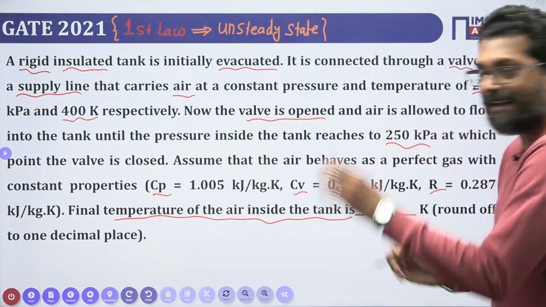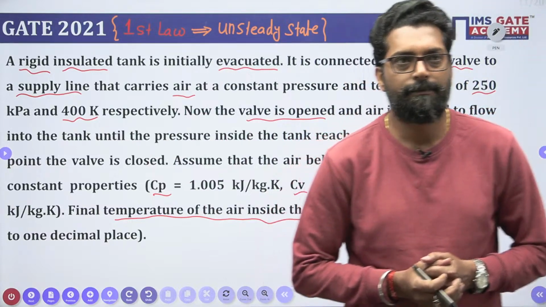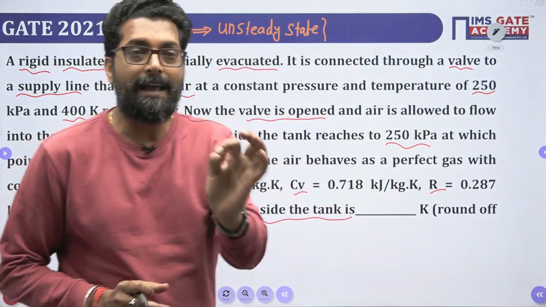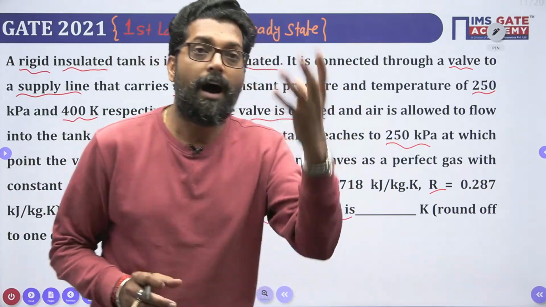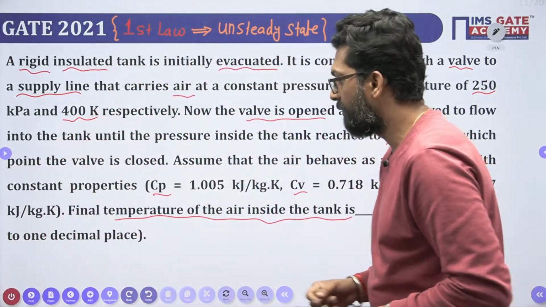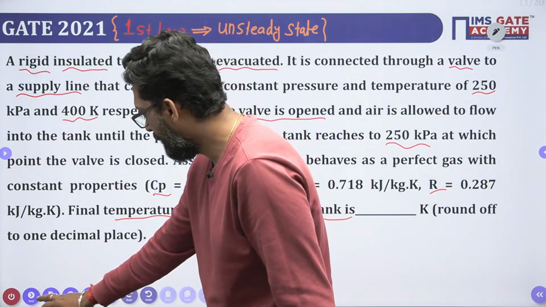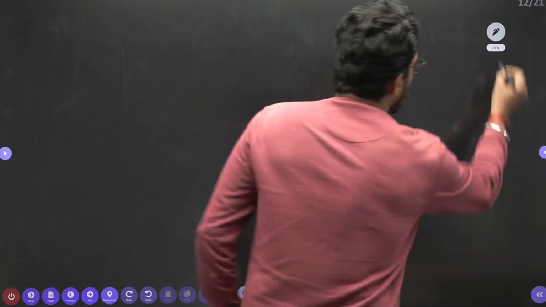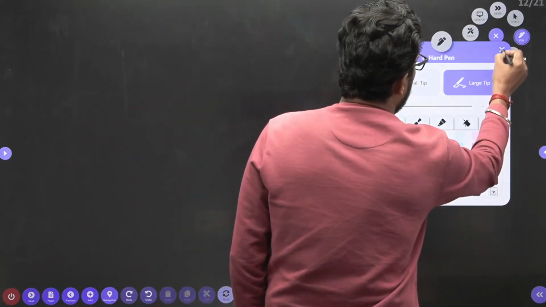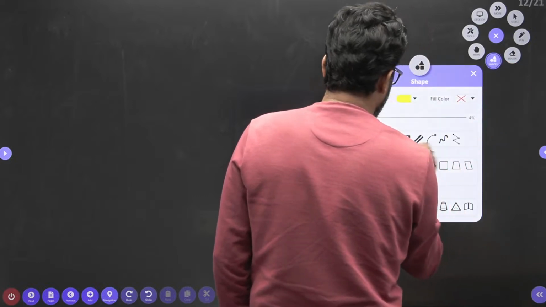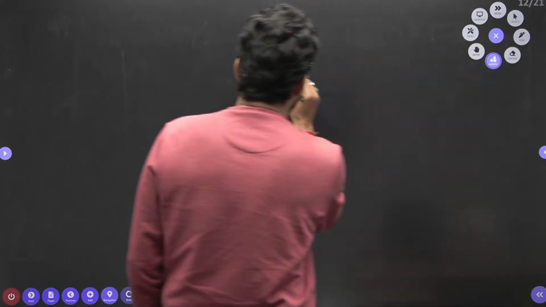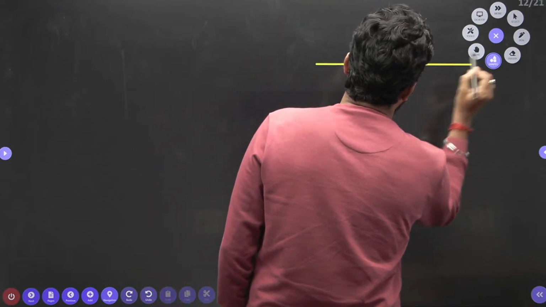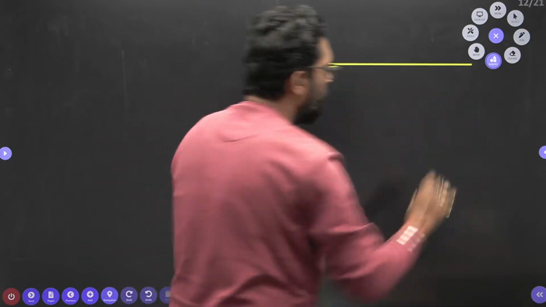So, find the final temperature inside the tank. First we have to understand how to apply the conservation of energy for an unsteady flow problem. See this one. First we have to draw a supply line. This is your supply line in which the air is flowing.